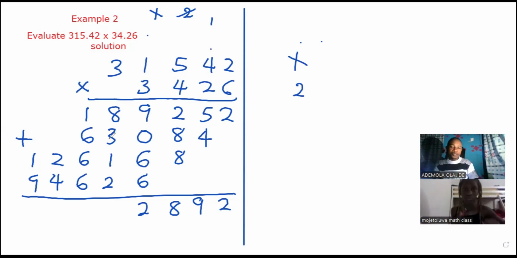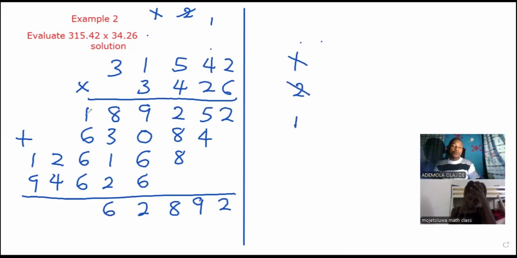8 plus 3, 11. 11 plus 1, 12. 12 plus 2, that is 14, right? Plus 2 we kept here, make it 16. So we keep 1.